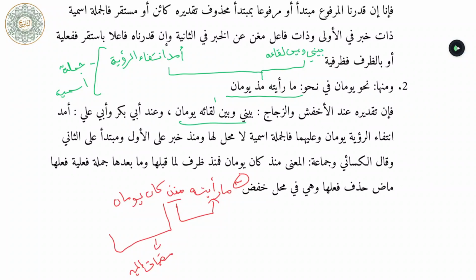Interpretation number 2, ما رأيته أمد انتفاء الرؤية يوما. Once again, we have two sentences, and according to both of these, they're reinterpreted as جملة اسمية. ما رأيته منذ كان يومان. In this scenario, كان يومان is a جملة فعلية, and the entire structure is actually one sentence. It's not two separate sentences. It's a small sentence playing a role in a bigger sentence. But the entire structure is actually one sentence.